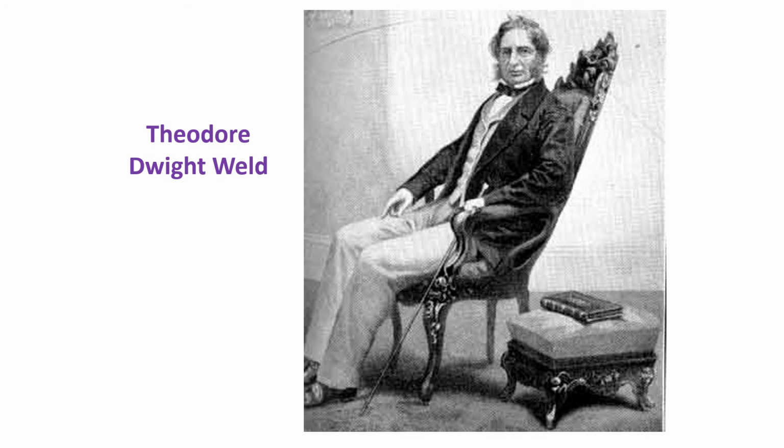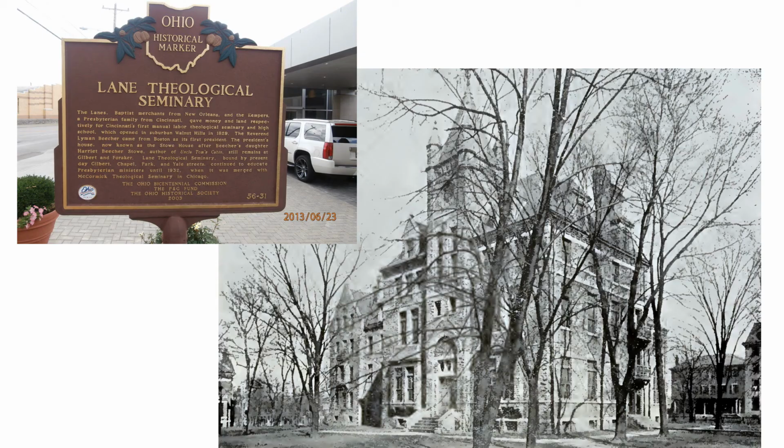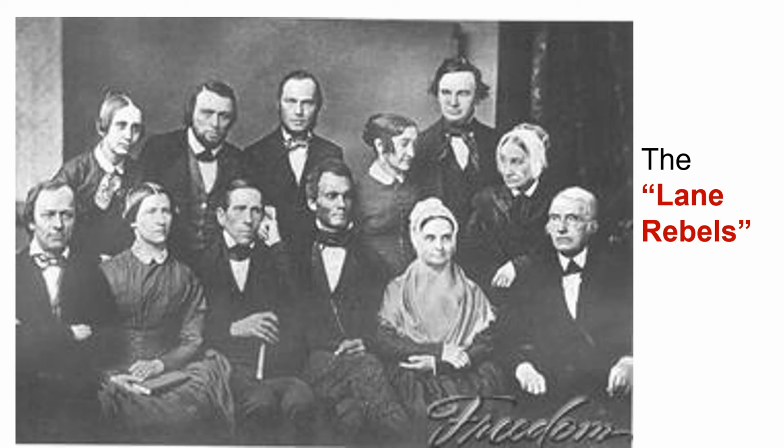So, turning our attention to some of the most powerful white abolitionists, you have to start with Theodore Dwight Weld. He was the son of a minister, and he became a minister himself. Weld taught at Lane Theological Seminary in Cincinnati, Ohio, and was known for his fiery anti-slavery rhetoric. His followers at Lane founded an anti-slavery society there, and they became known as the Lane Rebels, and you can see a picture of them here.